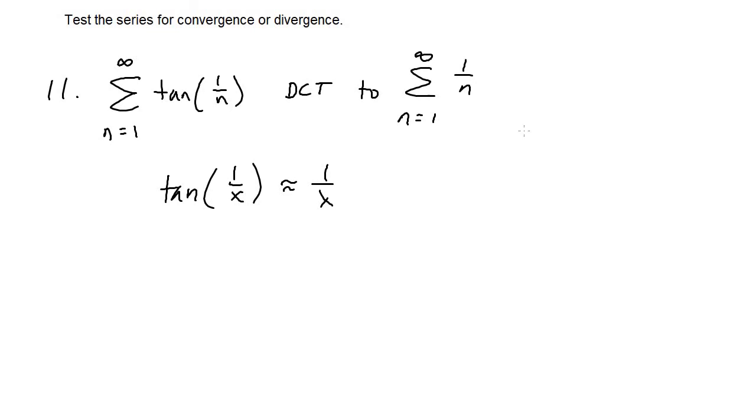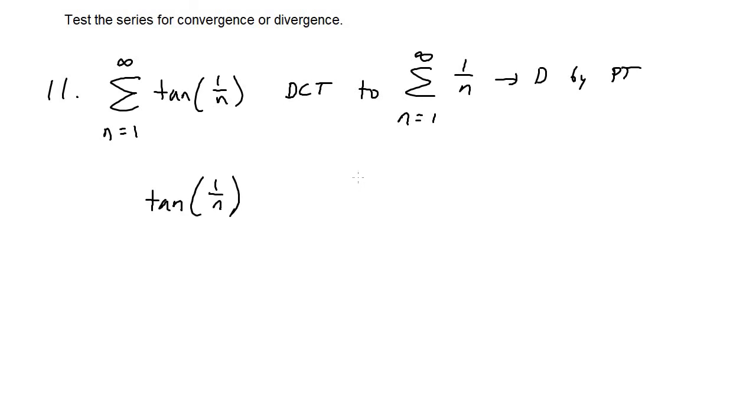Now we know the infinite series of 1 over n from 1 to infinity diverges by the p-test. That's a divergent harmonic series because once again the exponent is 1. Now if I compare these two, we have tangent of 1 over n compared to 1 over n itself. To find which one's bigger, let's just cross multiply. So we get n times tangent of 1 over n, and then we get 1 times 1, which is 1.